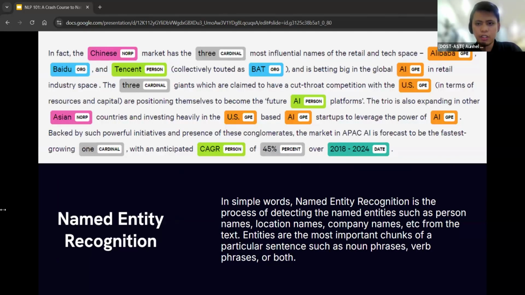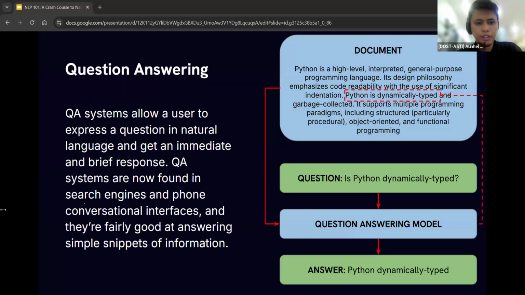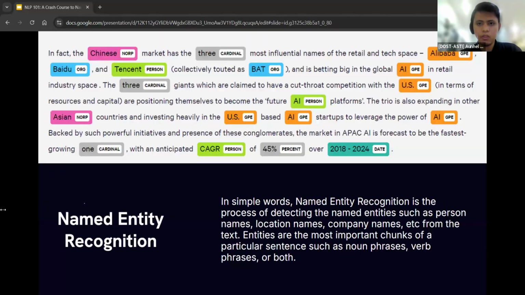Then named entity recognition. So in simple words, NER. NER is the process of detecting named entities such as person names, location names, company names, from the entirety of the text.